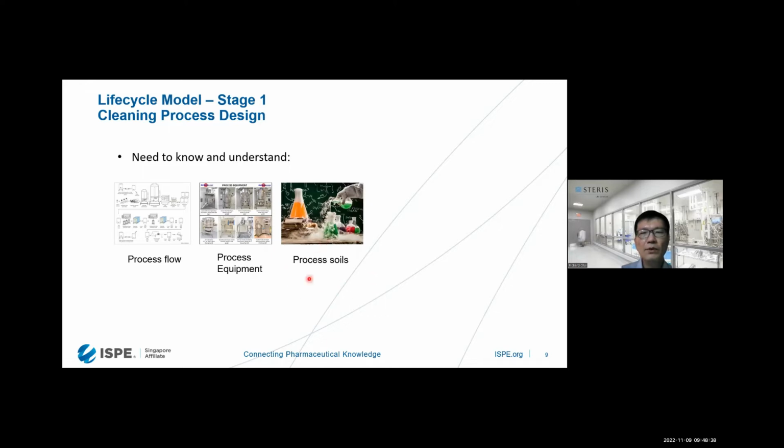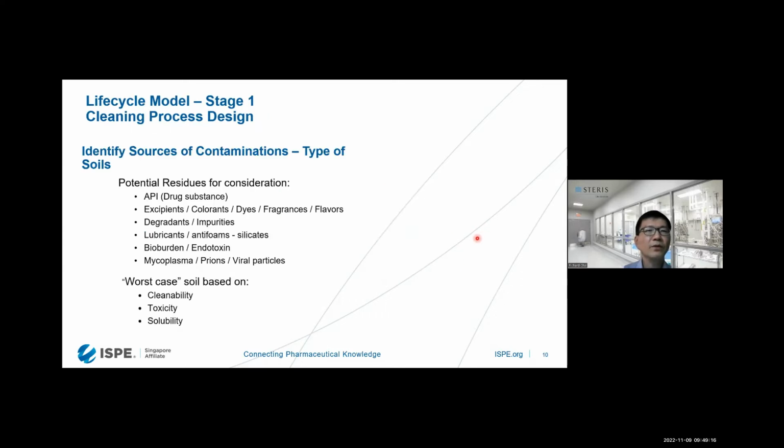Of course, very important is the process soil. There are many different kinds of process soil in manufacturing facilities. Some are very easy to clean and some more difficult to clean. So you will need to understand the difficulty of cleaning for your various process soils, and the components of cleaning. If you are using a detergent, for the cleaning process for the most difficult to clean soil, you need to understand what the parameters are that can affect the cleaning process. This basically lays the foundation for the design of a robust cleaning process.